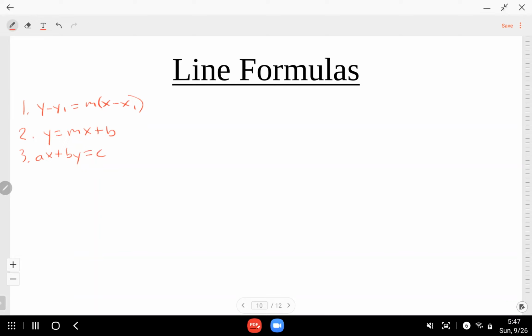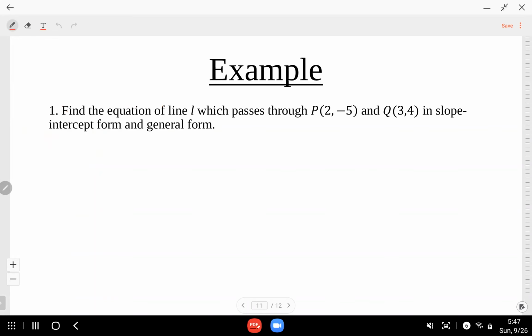So let's go over an example. Let's try to clear up your understanding. Most of you know these formulas already, so it shouldn't be that big of a problem. Number 1, find the equation of line L, which passes through P(2, -5) and Q(3, 4), in slope intercept form and in general form, all right?